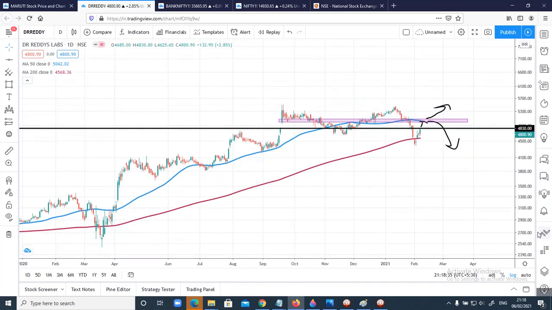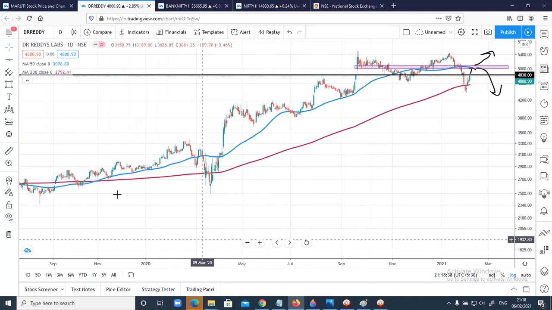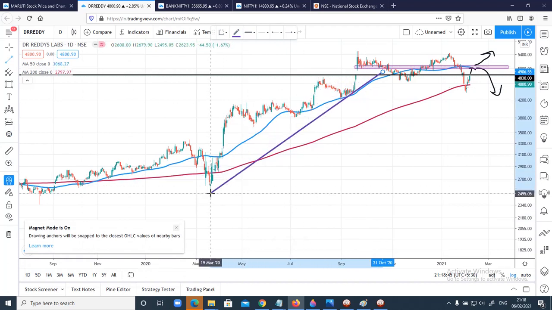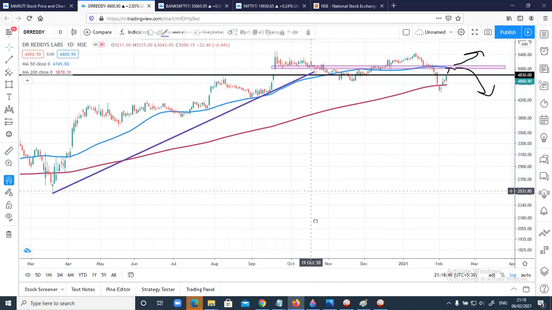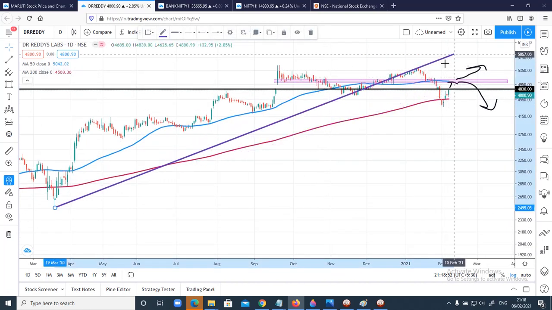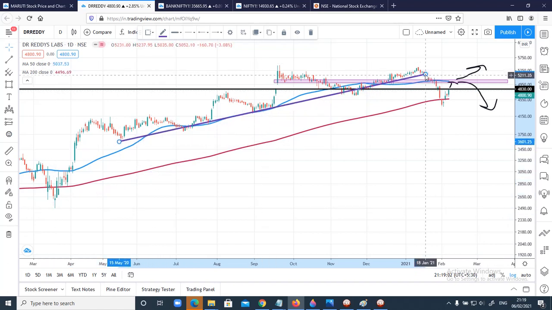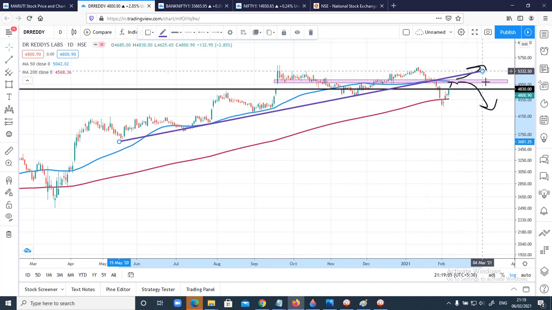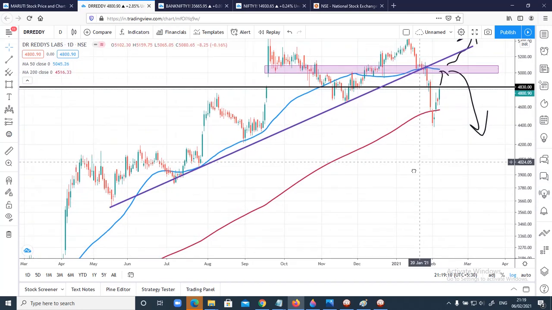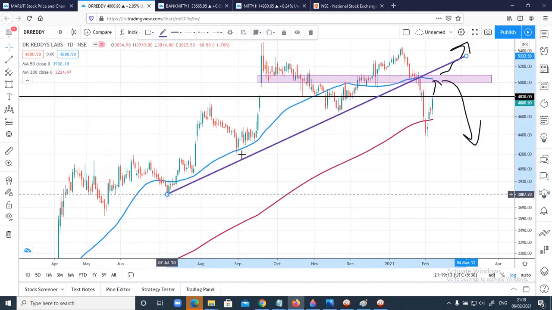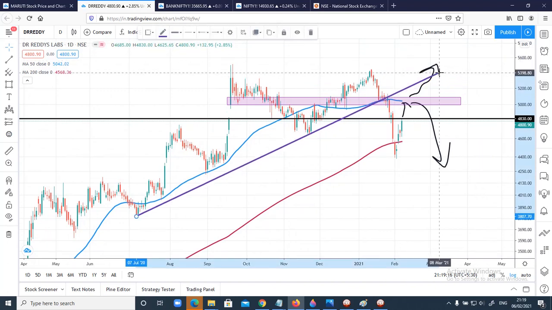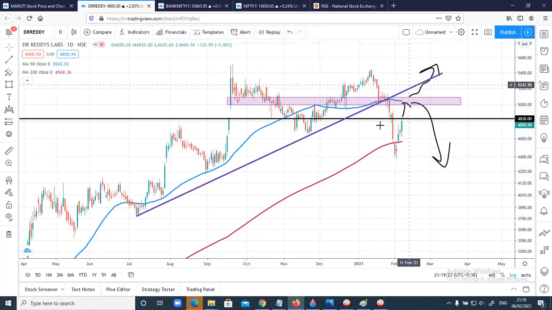Now another important thing, let me draw a trend line and show you what has happened here. You can see here this trend line has been breached in Dr. Reddy. Okay, this looks good. You can see here what has happened. Let me zoom this. Okay, now this is the point I'm talking about, this level.